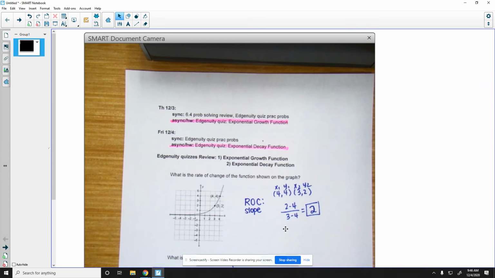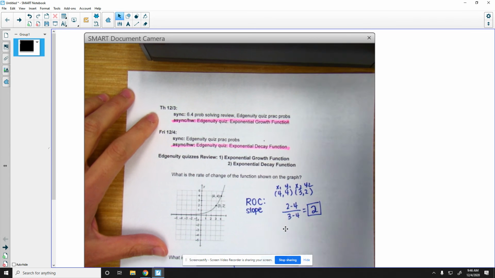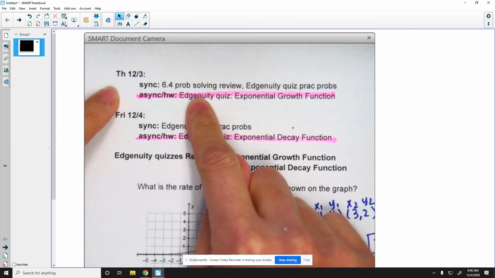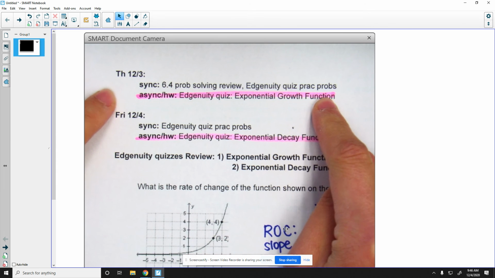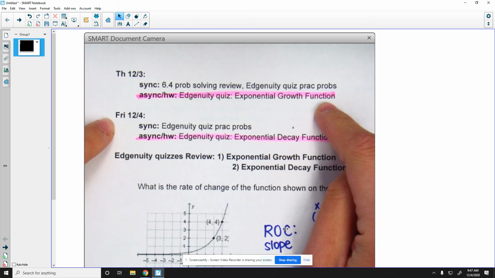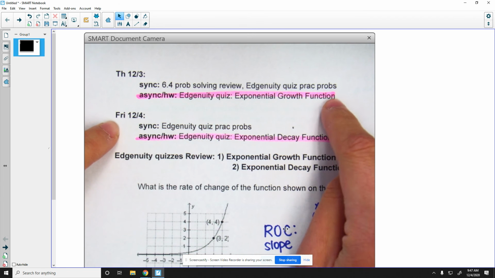So this is the paper we're going to work off of. As you can see, yesterday, what did we do? Yesterday, you had to do this Edgenuity quiz, exponential growth function. Most of you finished, good job. Some of you still have not completely finished that yet, so that's the first thing you're going to do.